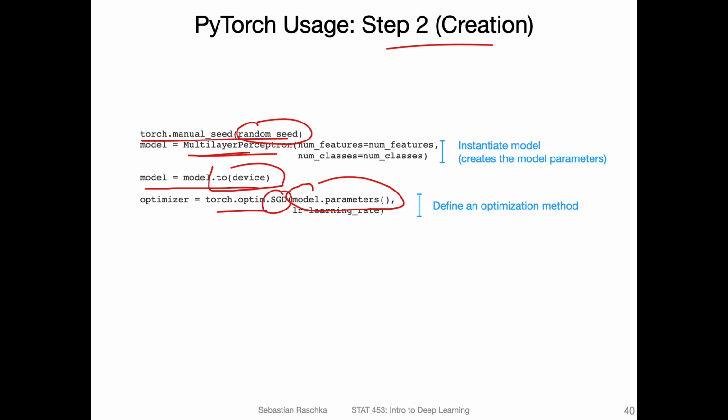So this is stochastic gradient descent that we discussed also last week. So it's a stochastic gradient descent optimizer. Later we will see there are other types of optimizers, like different flavors of stochastic gradient descent.